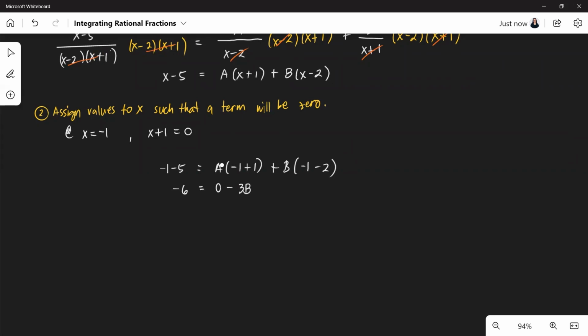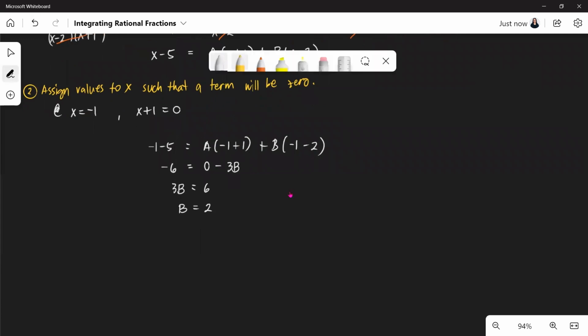And then solving for the value of b. So 3b is equal to positive 6. So dividing both sides by 3, b therefore is equal to 2.